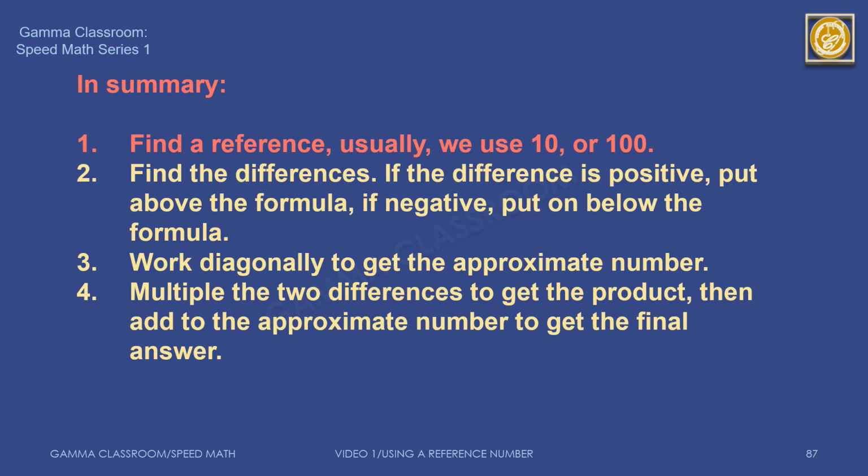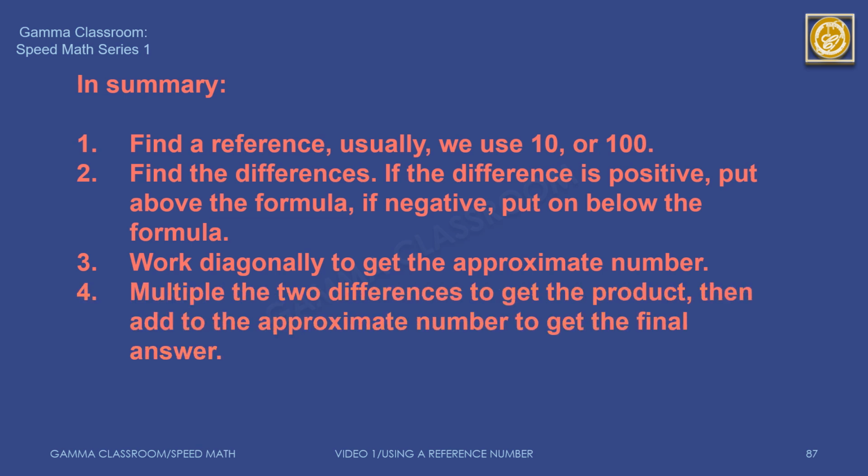In summary, 1. Find a reference, usually we use 10 or 100. 2. Find the differences. If the difference is positive, put it above the formula; if negative, put it below the formula. 3. Work diagonally to get the approximate number. 4. Multiply the two differences to get the product, then add to the approximate number to get the final answer.